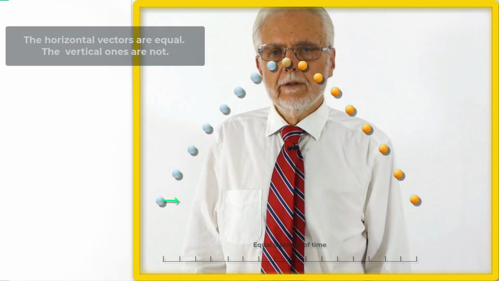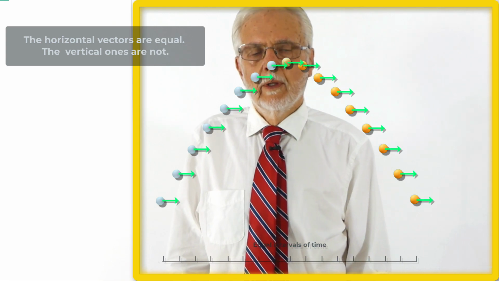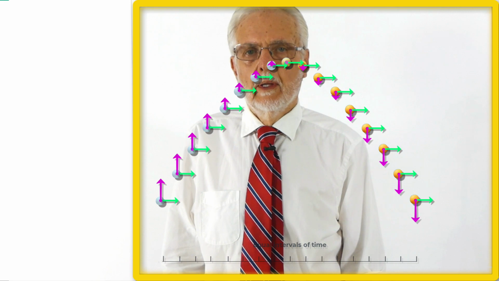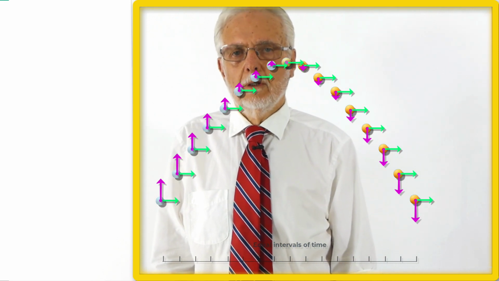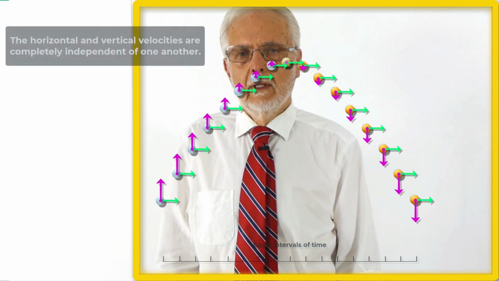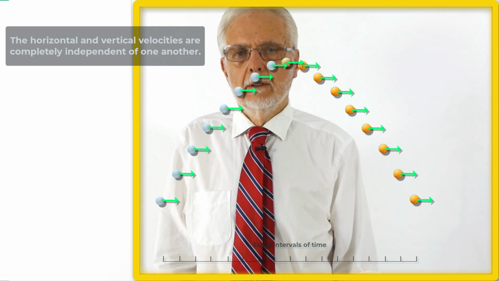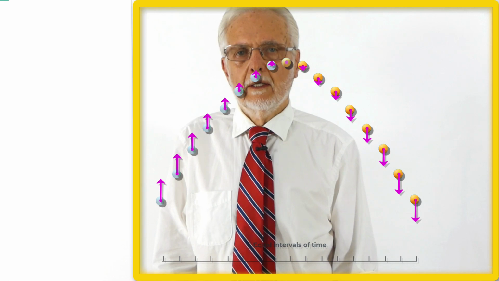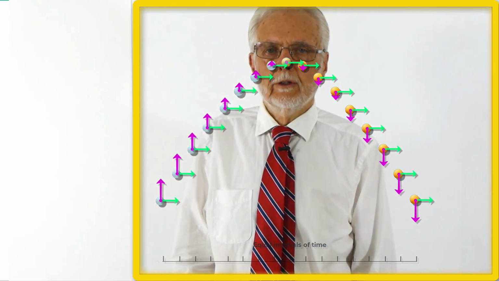The horizontal vectors are equal, the vertical ones are not. The horizontal and vertical velocities are completely independent of one another. These points allow clear analysis of projectile motion problems.